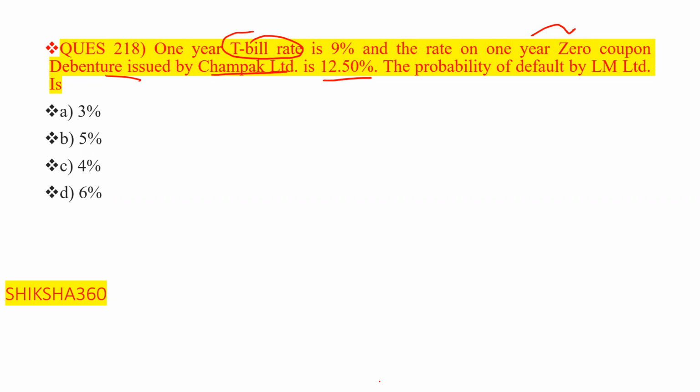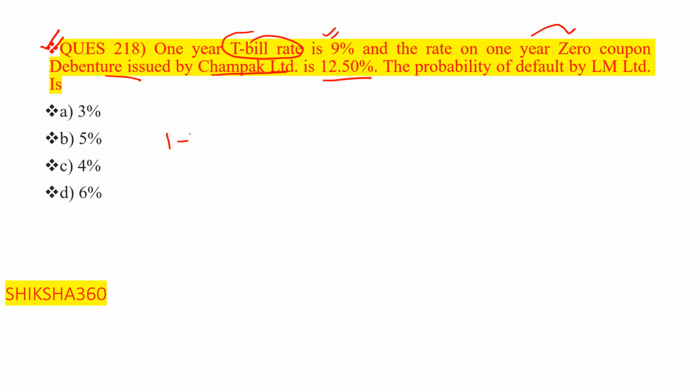So what is the probability of default by the company? This question was sent by one of the students yesterday, that's why we are discussing it here, so that all of you are able to understand. The 1 year treasury bill rate is 9% and the rate on the 1 year zero coupon debenture issued by this company is this one. So what is the probability of default?